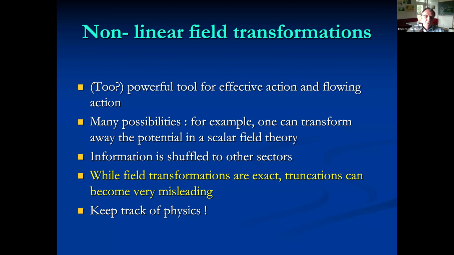There are many possibilities. For example, by nonlinear field transformations, you can transform completely away the potential in the scalar field theory. I will give you an example for that. Transforming away means, again, information is just shuffled to other sectors. And while field transformations are exact, truncations in general can become very misleading. I'll give you an example. We had an example already.